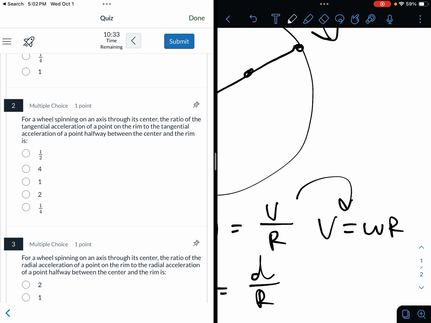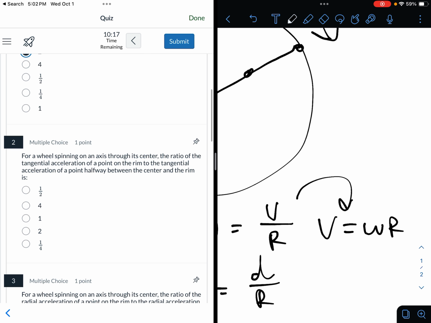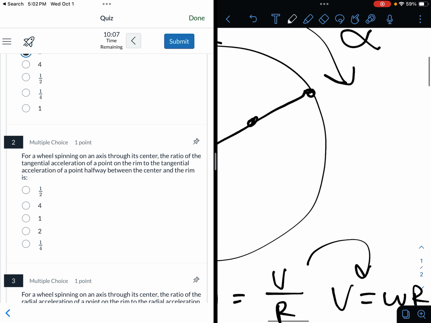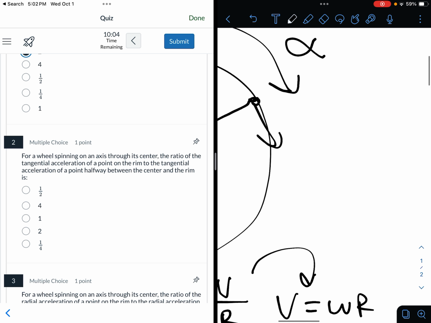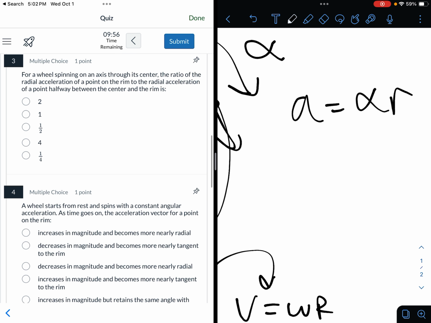Same scenario, I believe. The ratio of the tangential acceleration of a point on the rim to the tangential acceleration of a point halfway between the center and the rim is... I'm going to assume it's the same scenario, because if it's not accelerating, then it's just going to be a 1-to-1 ratio, 0 to 0. But assuming it does have that constant angular acceleration, it's the same bridge equation really. a equals alpha times r. If you have double the radius, you will have double the acceleration.